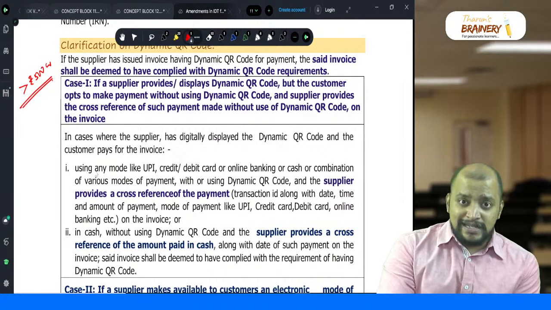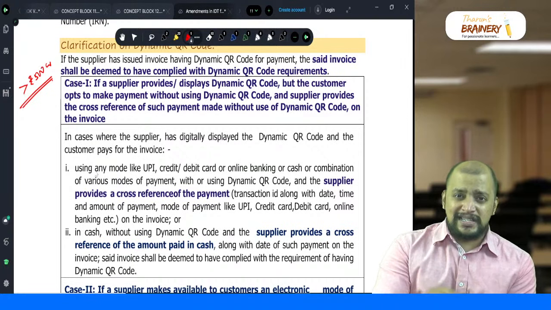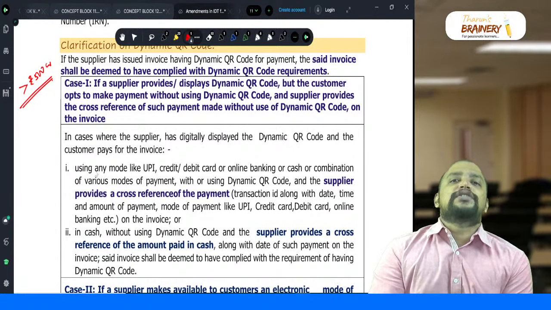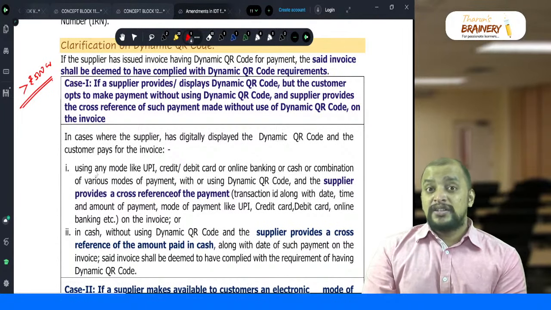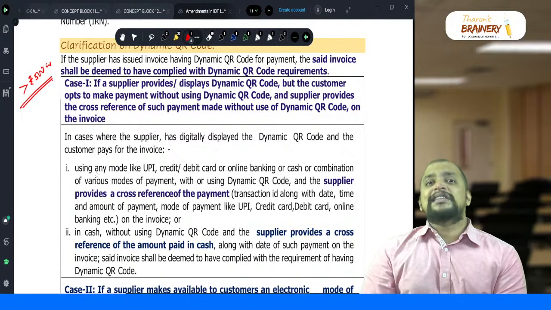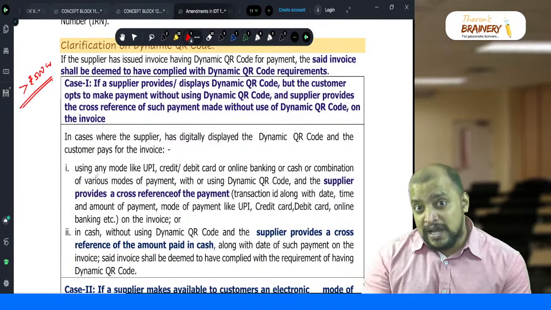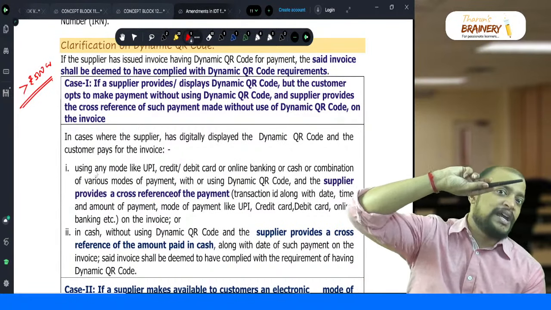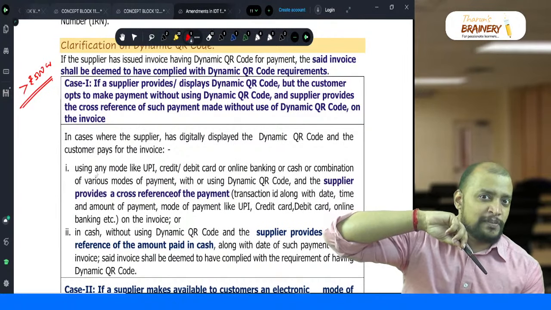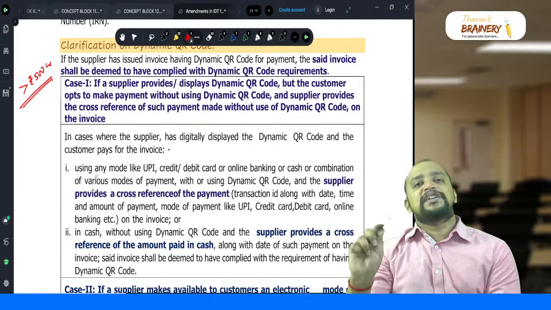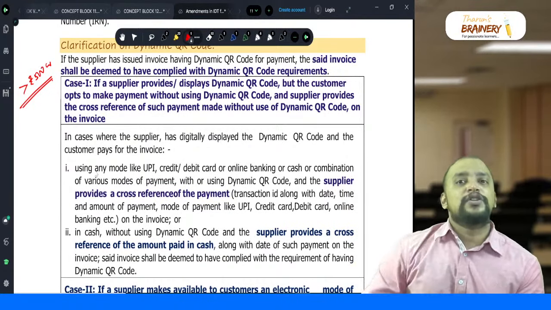Okay, so take that person, say Apple itself, or Samsung or any other supplier. They want to sell the product through Amazon. So while determining whether the dynamic QR code is applicable, should we see the turnover of Amazon or the turnover of that supplier? That supplier's turnover, not Amazon's turnover. That supplier's turnover we need to see.